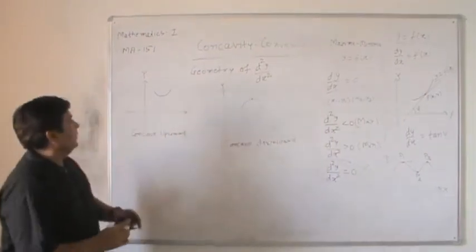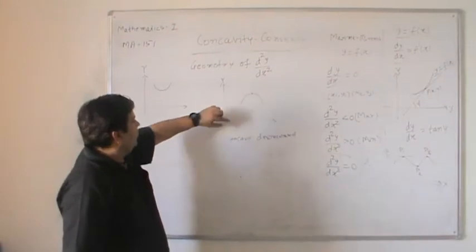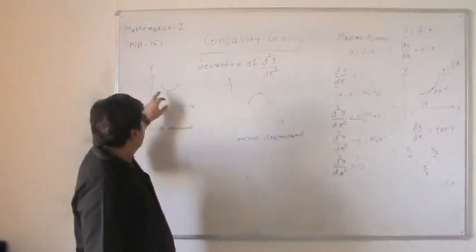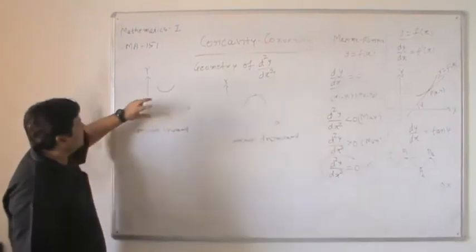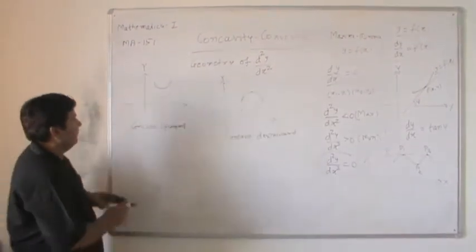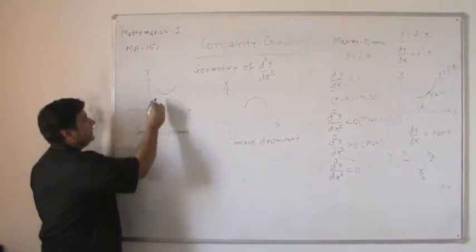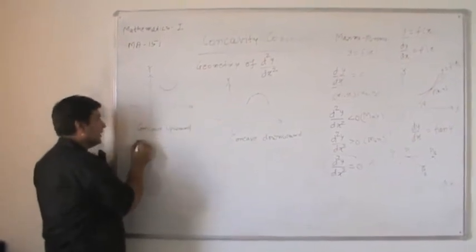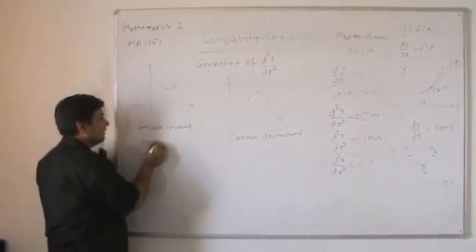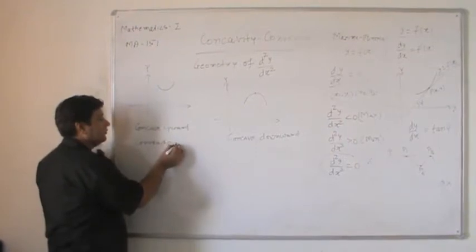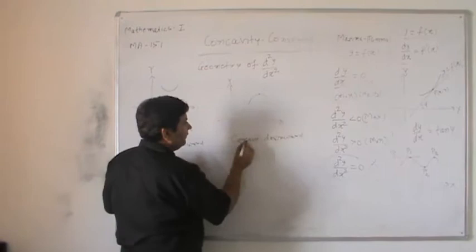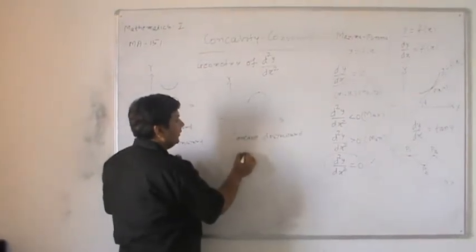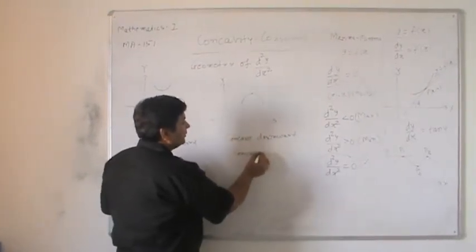So we will use these terms to discuss concavity and convexity. Now when we are writing that the curve is concave upward, we can also write that the curve is convex downward. So both these terms will mean the same thing. And here, when our curve is concave downward, we can write convex upward.